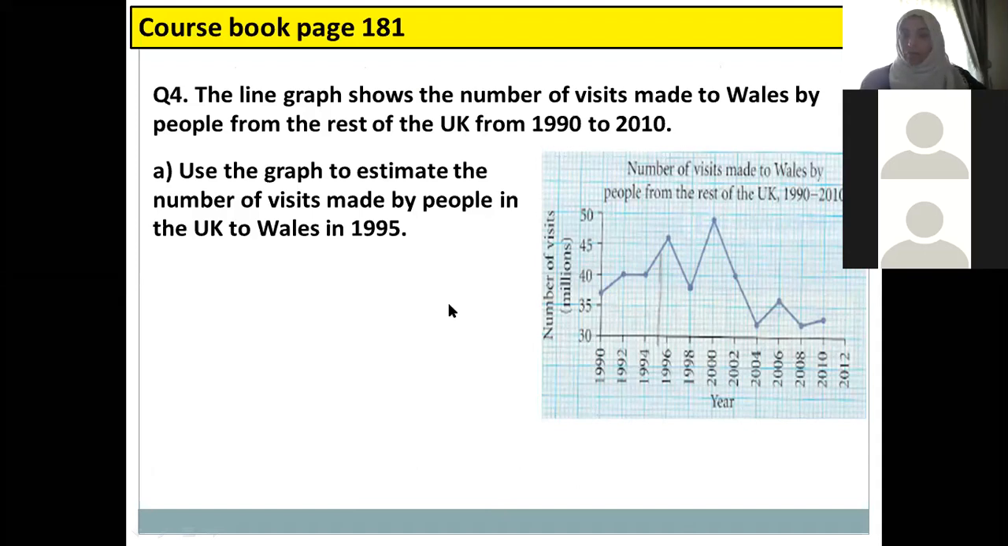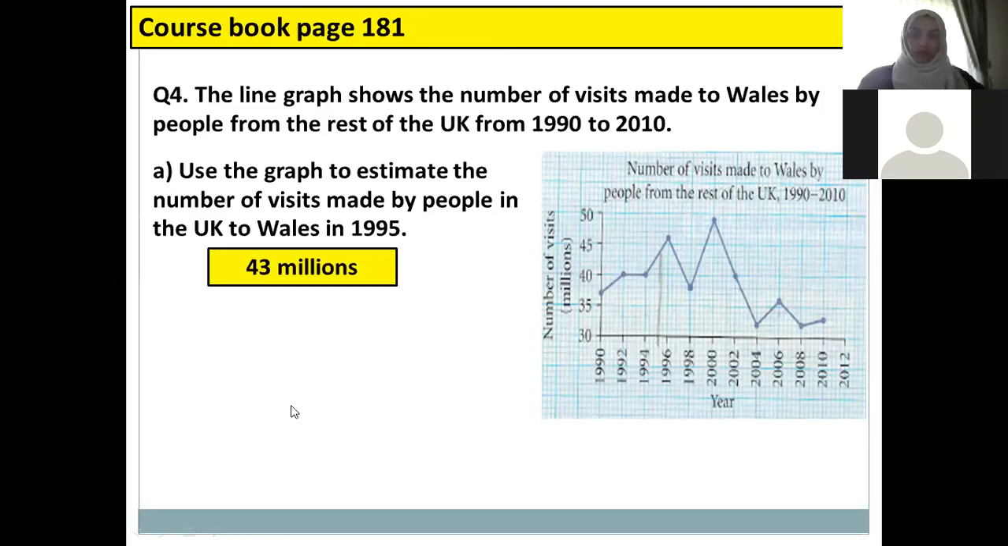1995. I don't have 1995, so what can I do? I just go in the middle. Who wants to help? We're estimating. Remember the line graph, in this case we are estimating since we don't have accurate data. Okay, so 1995 it will be 43 million, 44 million. 43 million, yes, because it's a little bit more than half. That's great.